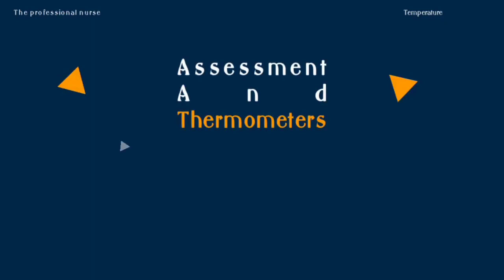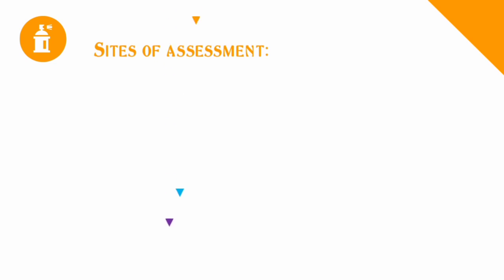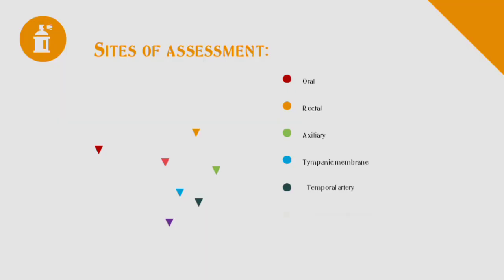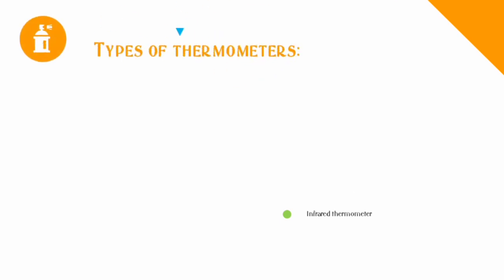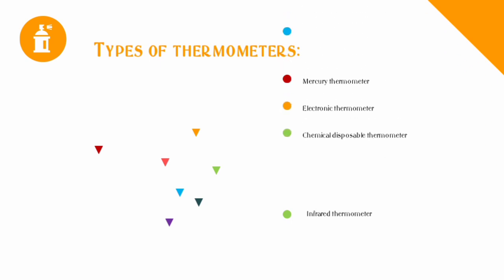Assessing the body temperature. The most common sites for measuring the body temperature are oral, rectal, axillary, and tympanic membrane, and there is also temporal artery. There are many types of thermometers: mercury thermometer, electronic thermometer, chemical disposable thermometer, temporal artery thermometer, infrared thermometer, temperature sensitive tape, etc.